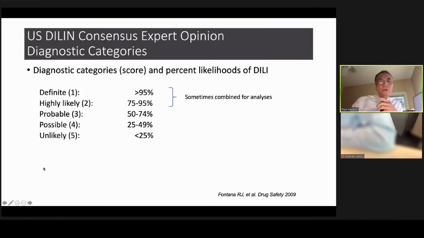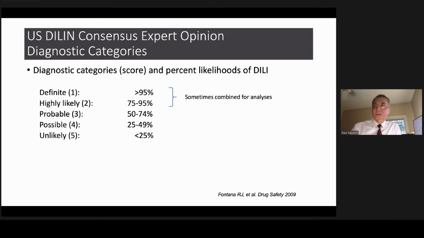So moving on to the next most used method that is out there, which is the US DILI consensus expert opinion. The DILI network consists of about 25 to 30 hepatologists that have interest or expertise in the field of DILI. And I'll show you how we do it. Basically, it's a subjective opinion in these 5 categories. And we always think in terms of percent likelihood. So we have discussions about, do you think it's at least 75% likely this was DILI? And we will come to a consensus to come up with these opinions.